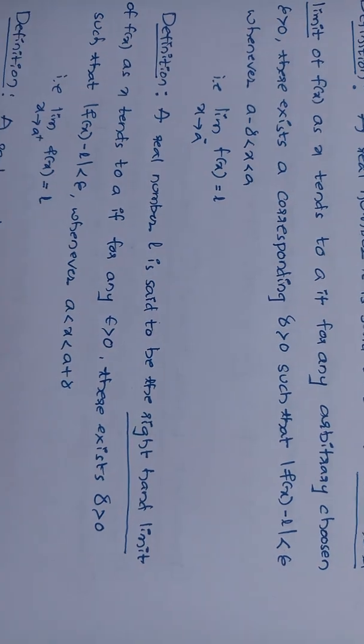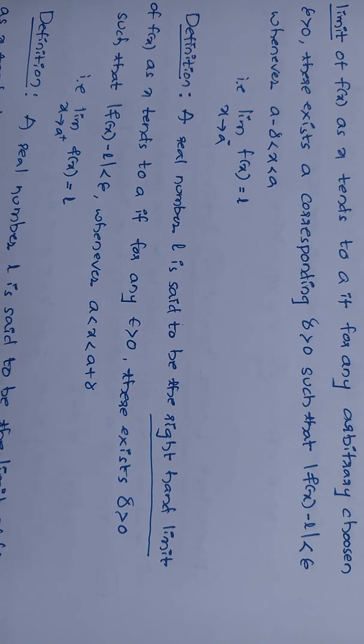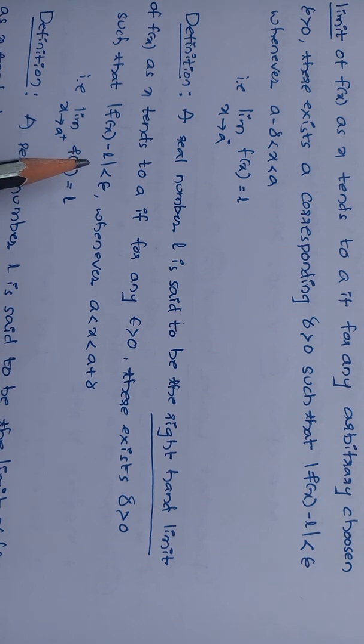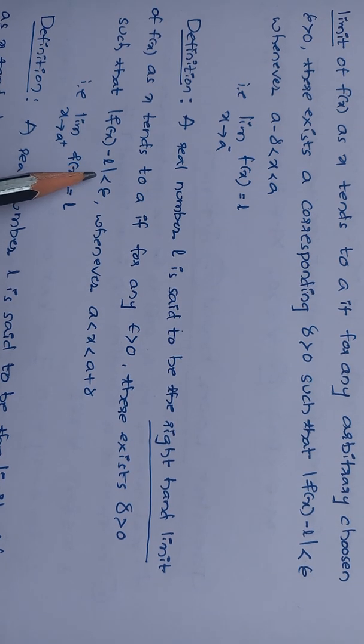The next definition is the right hand limit. A real number L is said to be the right hand limit of f of x as x tends to a if for every epsilon greater than 0 there exists delta greater than 0 such that modulus of f of x minus L is less than epsilon whenever a is less than x is less than a plus delta. So limit x tends to a plus f of x is equal to L.